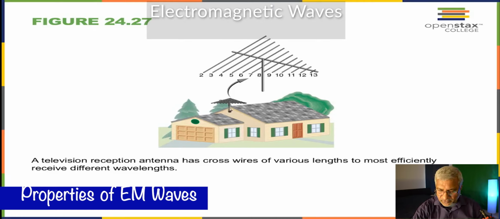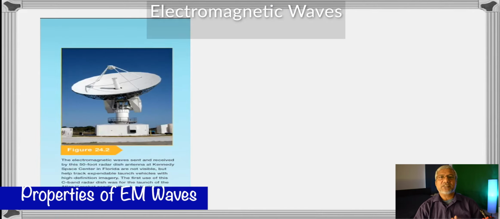This antenna has different elements, metal rods that have varying lengths, because the length determines the wavelength that is being received. So it says it has cross wires of various lengths to most efficiently receive different wavelengths. Nowadays we don't use this. We receive television either using cable, or we use a dish, not as big as this. This one has a diameter of 50 feet. So no, we use much smaller ones.